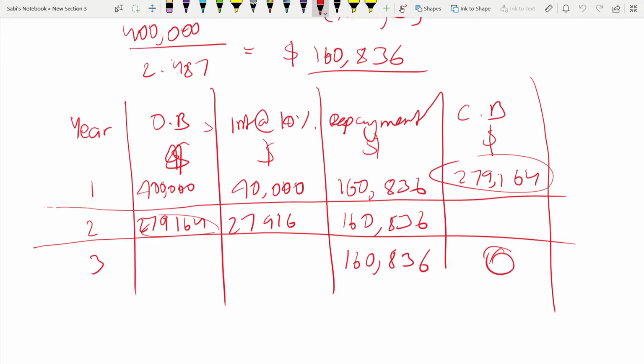Okay. When you do this, remember interest has to be added with the opening balance and repayment minus. I think you guys know it, but if you don't know it, I'm mentioning it here. Interest you add, repayment you minus from opening. That's how you get the closing balance.